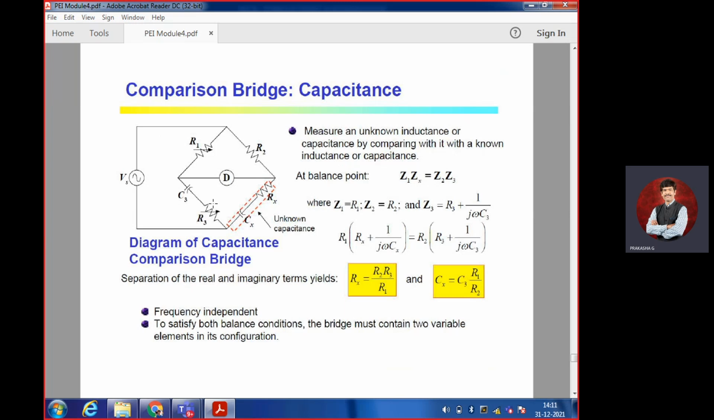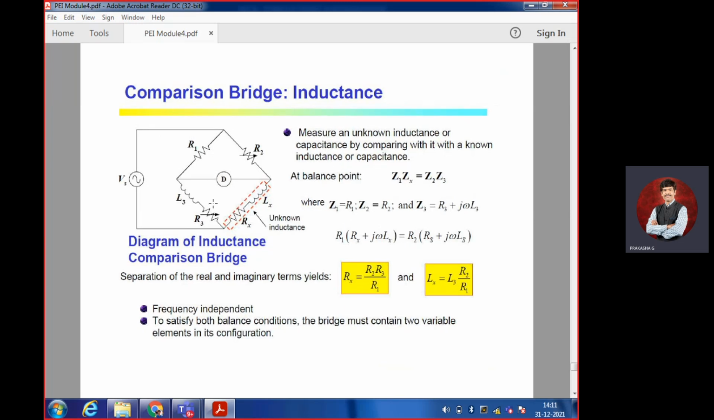But one more important feature is that we have two variable resistances. In the arm of R1 we have a variable resistance, and in the arm of R3 also we have a variable resistance. To satisfy both balance conditions, the bridge must contain two variable elements in its configuration. I'm having two variable resistances. This is with respect to capacitance.